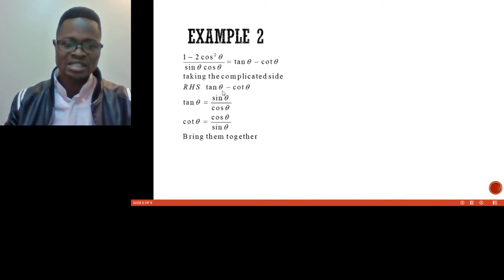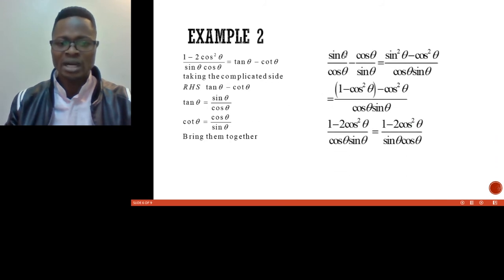So if we take tan theta, what is tan theta? Tan theta can be represented as sine theta divided by cos theta. And what is cot theta? Cot theta can be represented as cos theta divided by sine theta. If we bring them together, we will simply have sine theta divided by cos theta minus, because of this negative sign, cos theta divided by sine theta. Of course, this will give us sine squared theta minus cos squared theta over the common LCM. Here we have cos theta sine theta.